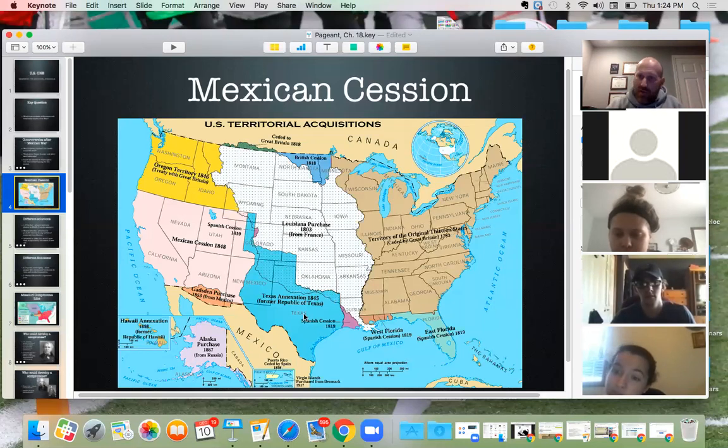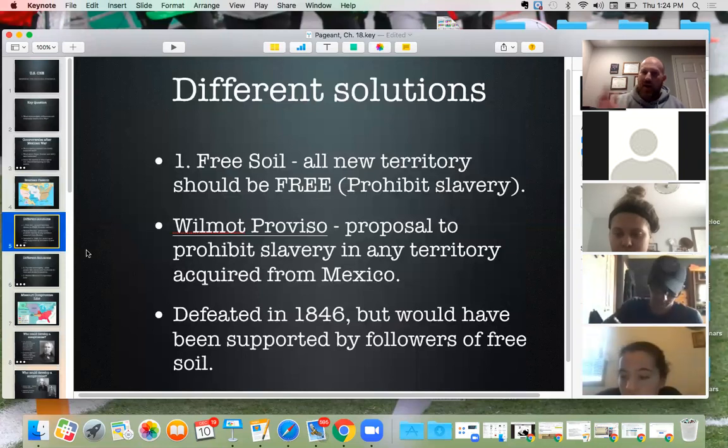The key issue is, of course, what to do with all this acquired territory from the Mexican Cession of 1848, as it's called here. There are going to be some solutions proposed. If you haven't read any of this yet, guys, some of this will be in chapter 14, which is why I'm encouraging you to read that. Just consider my lecture an introduction here, okay? So what are the different solutions?